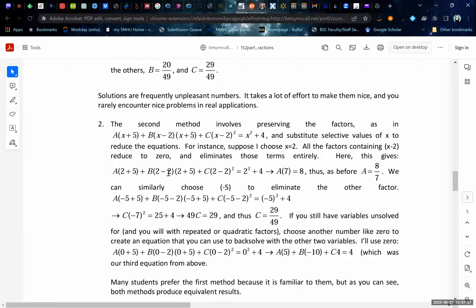So this all becomes 0. This becomes 0. On this side of the equation, I end up with 8. And on this side of the equation, I just end up with 7a, which gives 8/7, exactly what I got earlier.